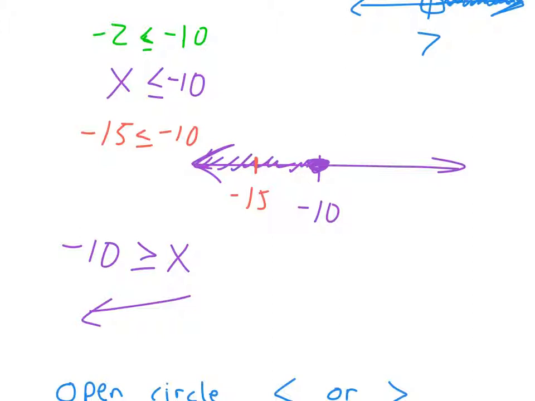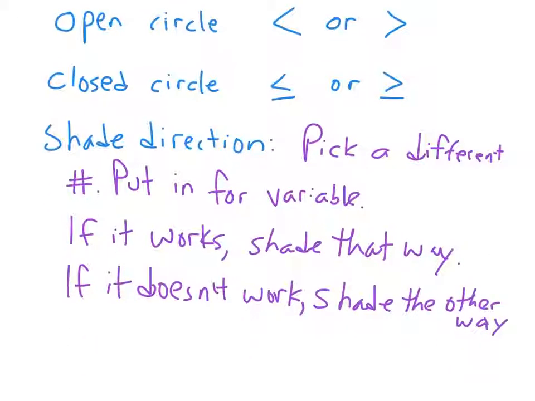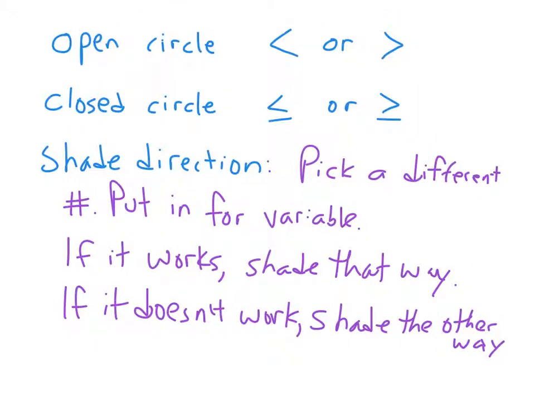Not true. Negative 2 is larger than negative 10. It's not less than or equal to negative 10. So that negative 2 would maybe be over here somewhere. We wouldn't shade that way because this doesn't work. You know you have to shade the other direction. So negative 2 isn't a solution. And if you understand that and can apply it, it's going to be a lot easier later on in this chapter for you. Any questions we should look at all together?